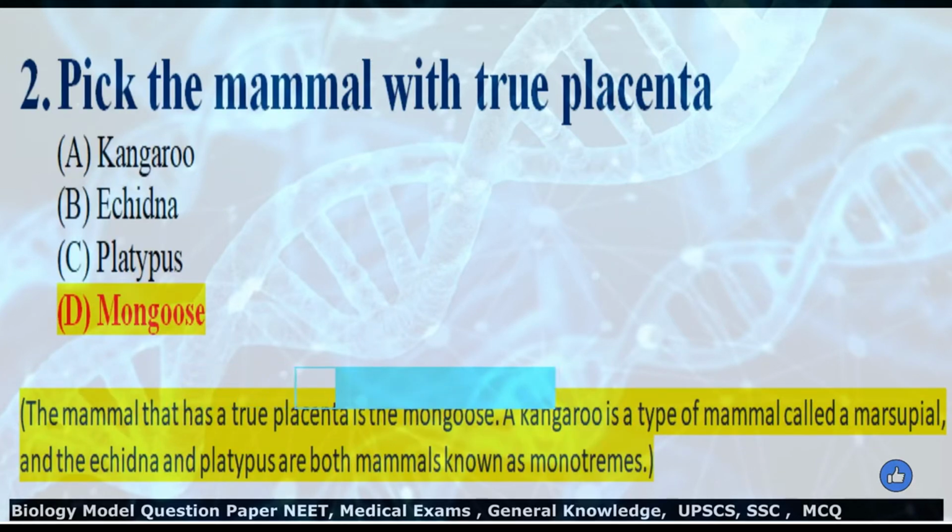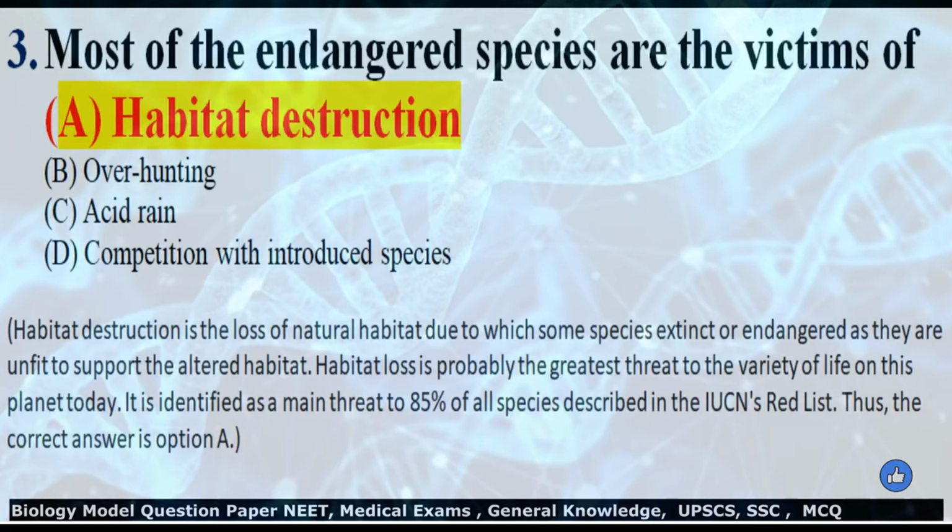Question number 2. Pick the mammal with true placenta. Answer D. Mongoose. The mammal that has a true placenta is the mongoose. A kangaroo is a type of mammal called a marsupial, and the echidna and platypus are both mammals known as monotremes. Now we'll move to question number 3.